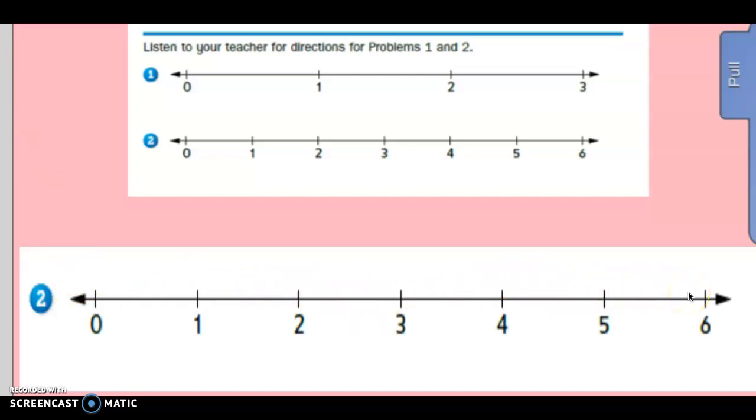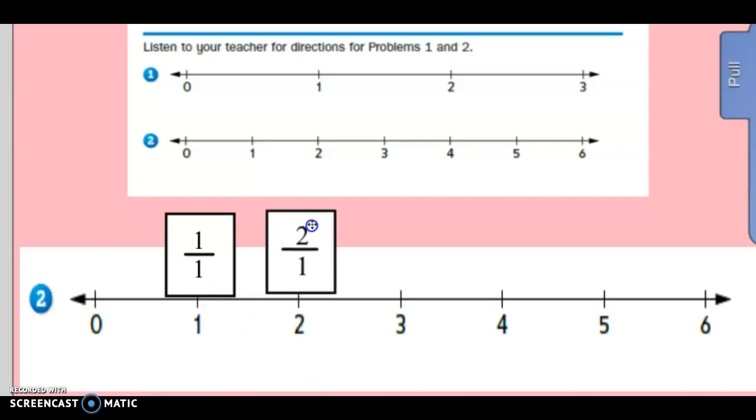6. Let's count and label the wholes. Remember, each part doesn't have any smaller tick marks, so we're keeping it as the whole. The denominator is going to be 1 because it's separated into 1 equal part. So 0 would be 0/1. 1 would be 1/1. 2 would be 2/1.